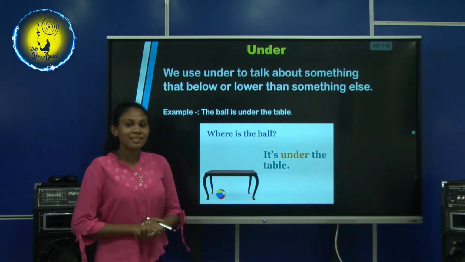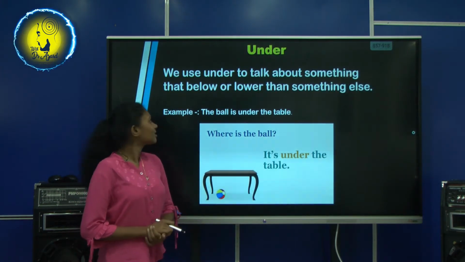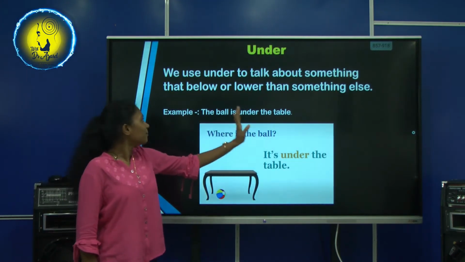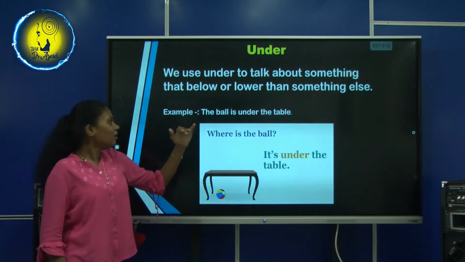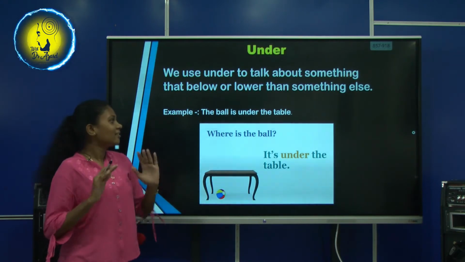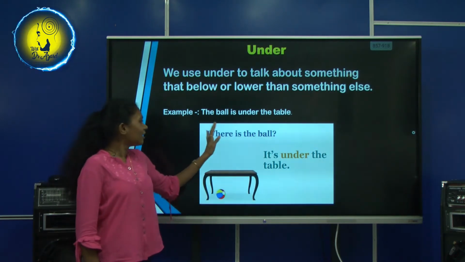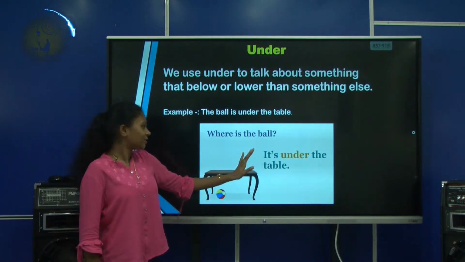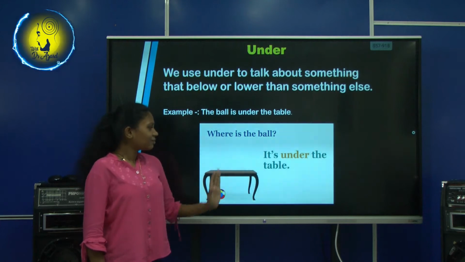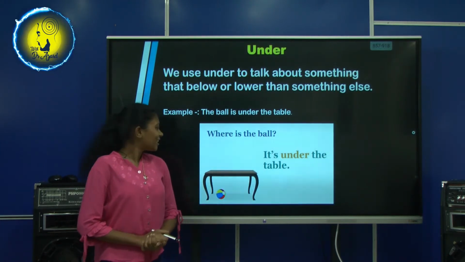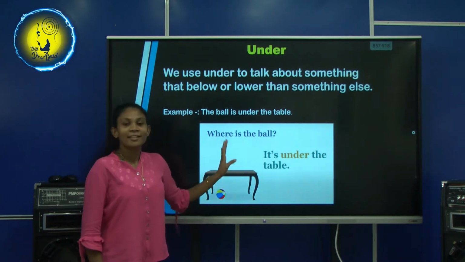Our next preposition is under. We use under to talk about something that is below or lower than something else. For example, the ball is under the table. Now, look at this picture. Where is the ball? Yeah, you are correct. The ball is under the table.